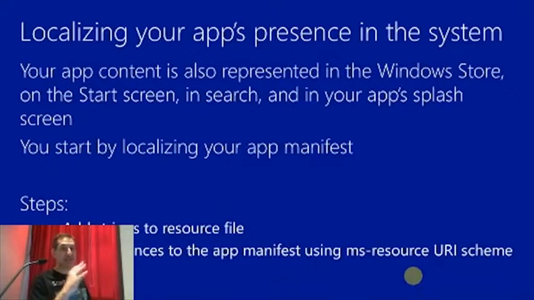And then the final thing is your app actually has a presence in the system, not just on the local system, but also in the store. And a lot of that information also needs to be localized. So for instance, the title of your app on the tile, in the start screen, has to be localized. It's going to be different when you're in Greece versus when you're in France versus when you're in the US. And so you want to localize that. Your logo or your splash screen may need to be localized.